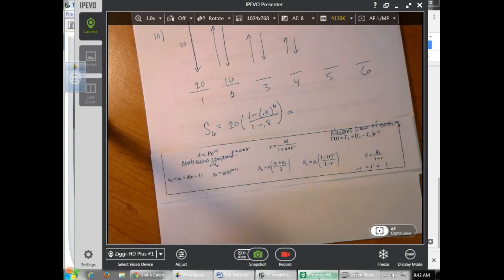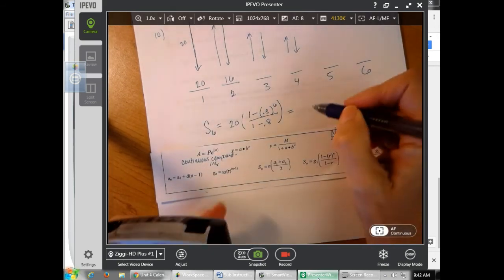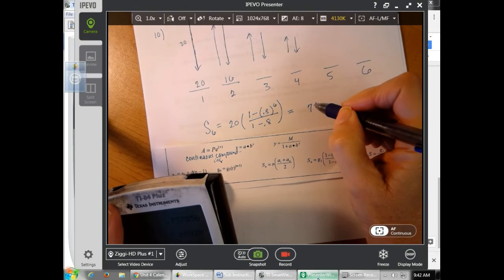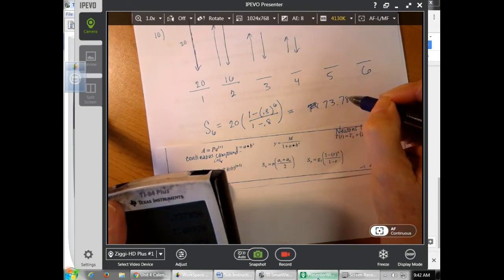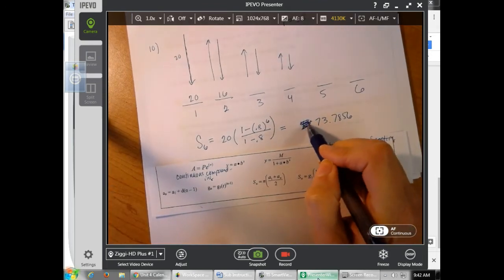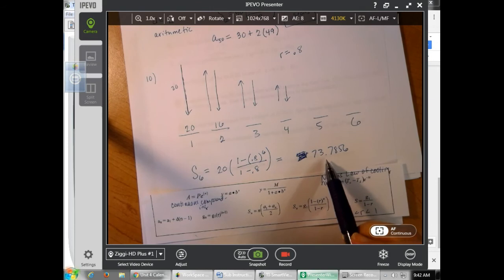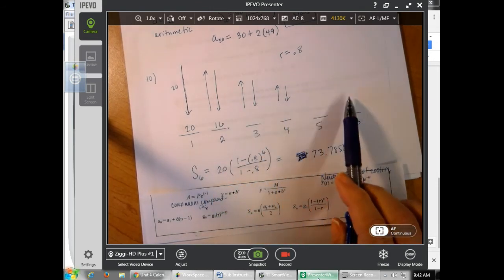I got 73.78, so I have it on my calculator here. But what I'm going to do with that, before I do anything, 73.7856, I have to account for the fact that when I sum through the 6th term, it's really just the drops, all the drops. Okay?